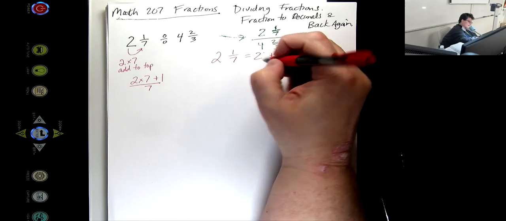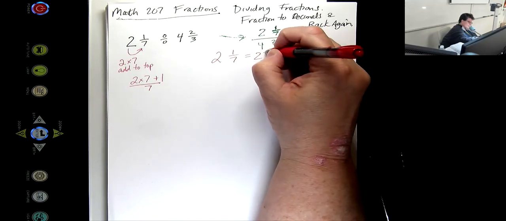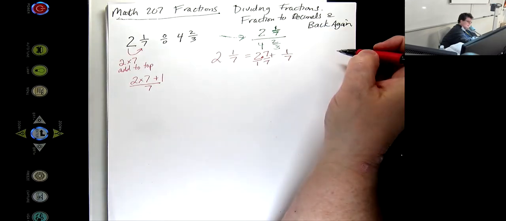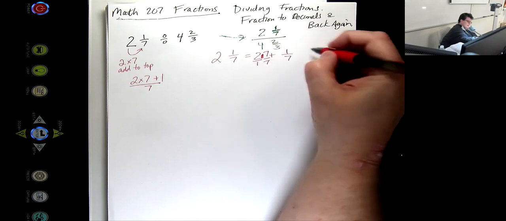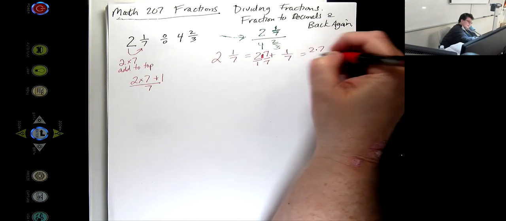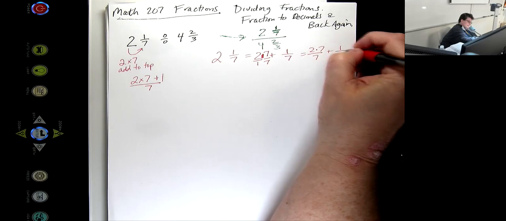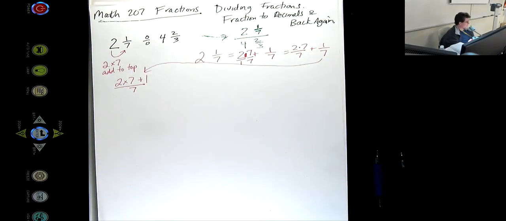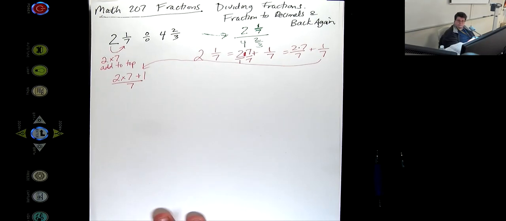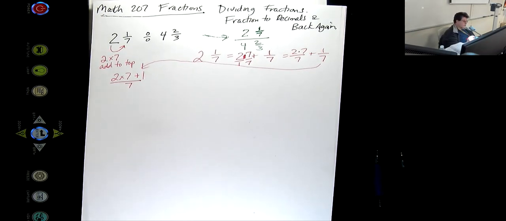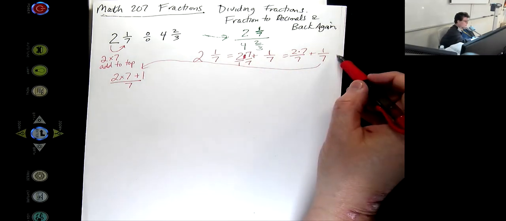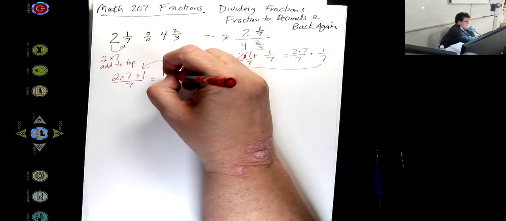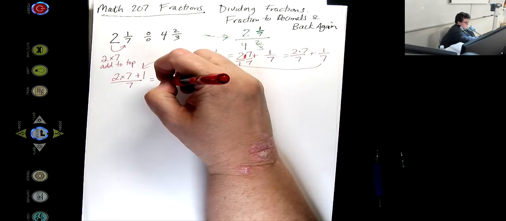So if I want this to have a 7 on it, I need to multiply this number by 7/7. So 2 is like a 1. So now I've got 2 times 7/7 plus 1/7. And that's how I get over to that, because when the bottom is the same, we can add them. You don't need to walk through all that if you're comfortable going straight to the answer. 2 times 7 is 14 plus 1 is 15.